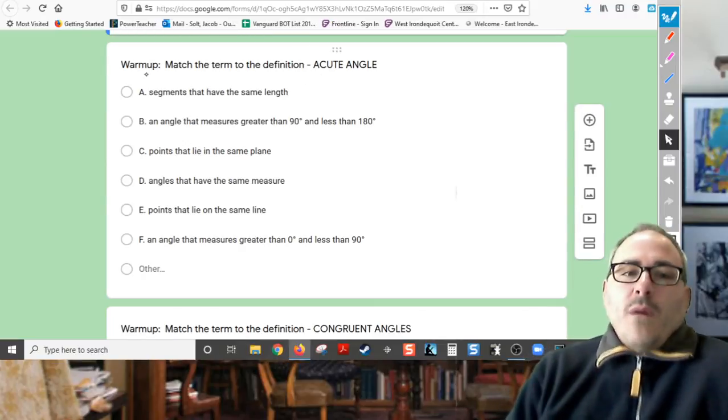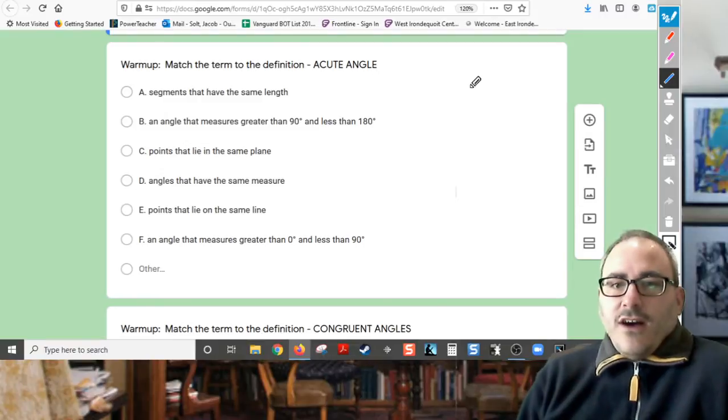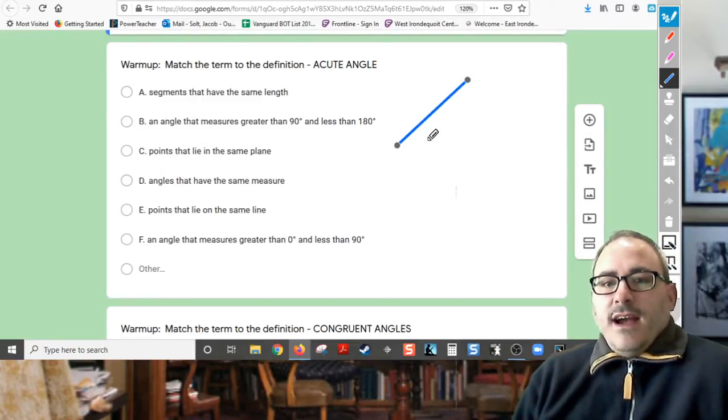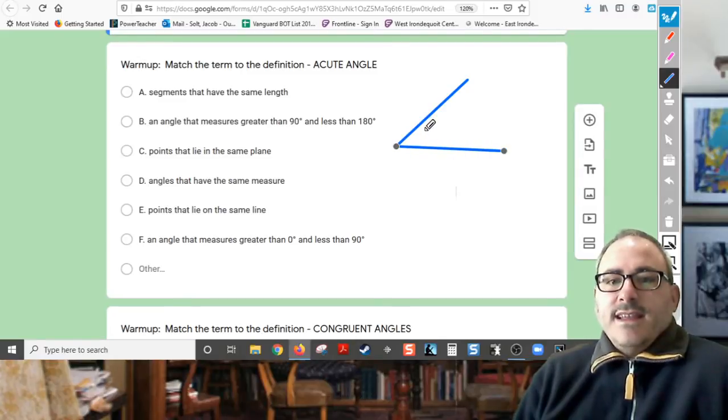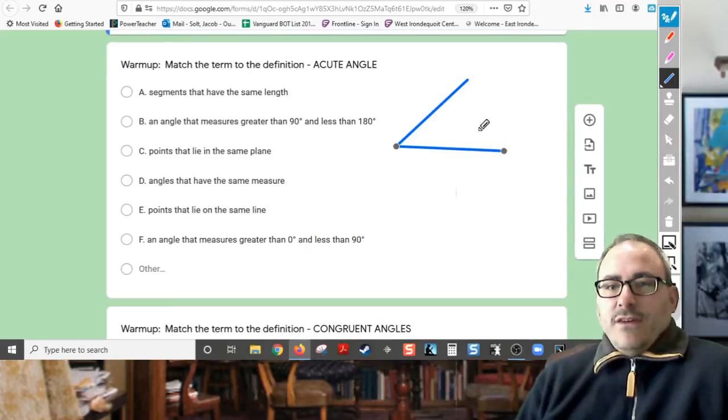All right, warm up, match the term to the definition. Acute angle. An acute angle is an angle greater than 0 and less than 90. Do you see how this angle here is more than 0? It's got some angle measured to it, and it's less than 90.